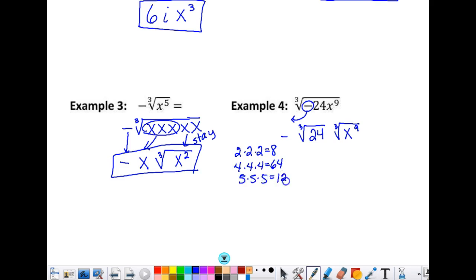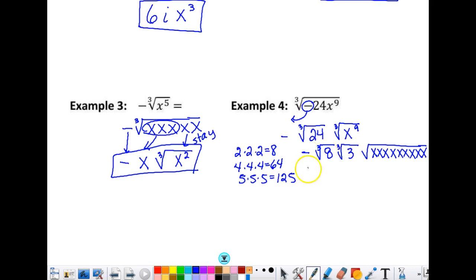5 times 5 times 5 is 125. Well, 24 will divide by 8. So let's use 8 times 3 is 24. Over here, let's see if we can fit in 9 of these guys. Now I'm going to double check my x's. 2, 3, 4, 5, 6, 7, 8, 9.